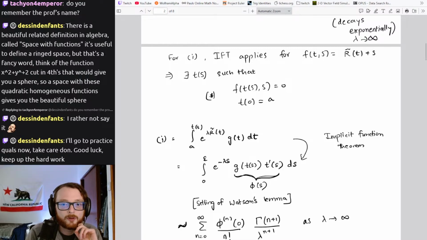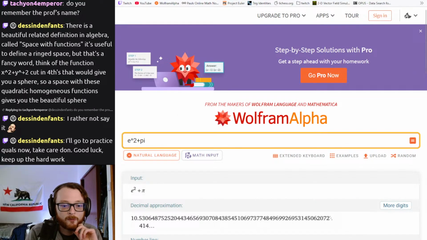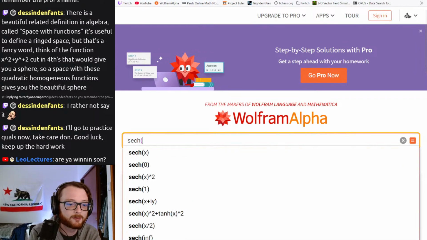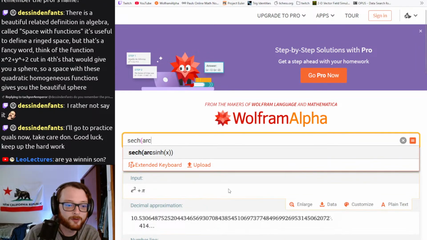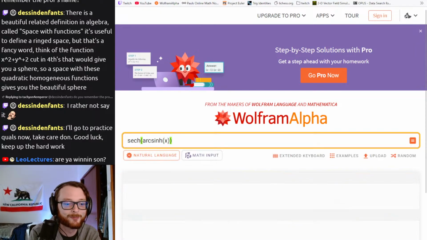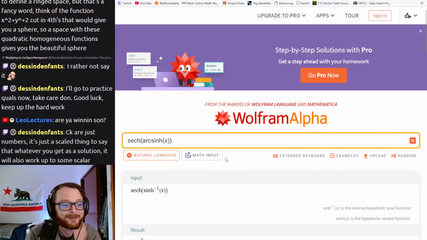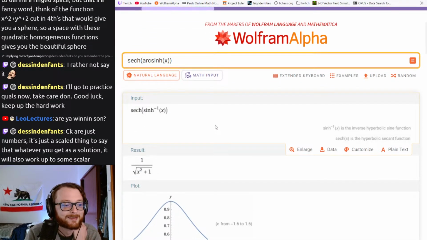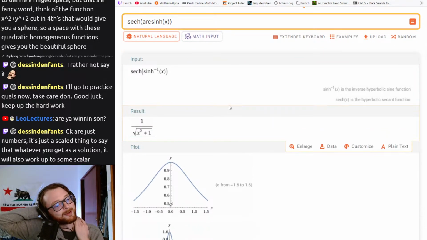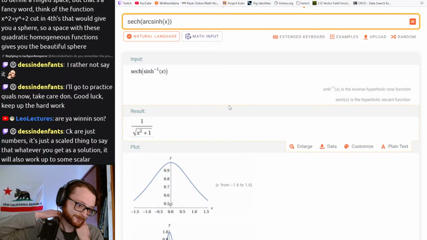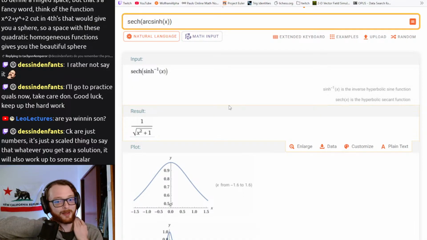Oh yeah, so I want to see Wolfram Alpha, please save me. Does hyperbolic secant of arcsinh simplify? Please tell me it does. They're just numbers? Okay. That would make sense. Oh, it does simplify. Look at that.